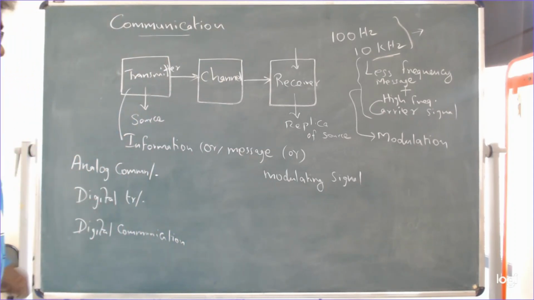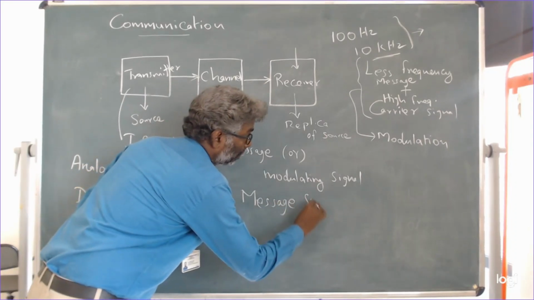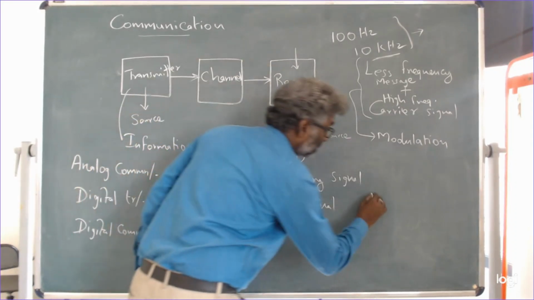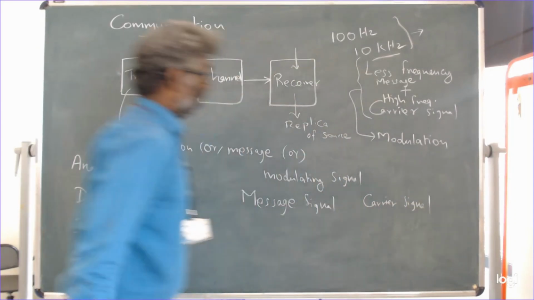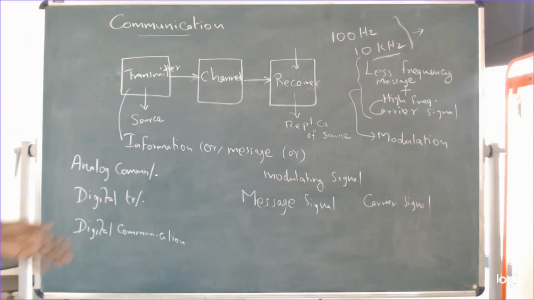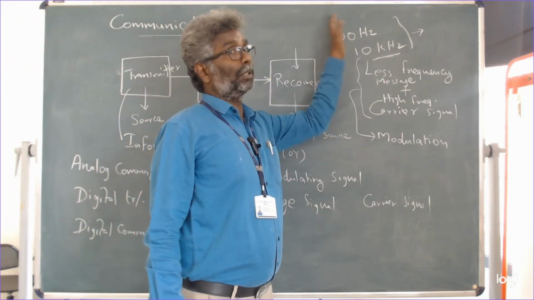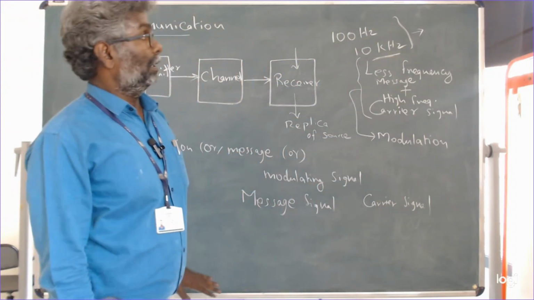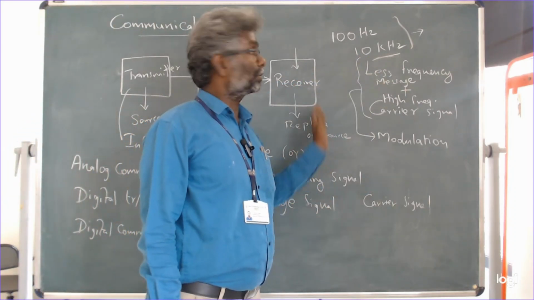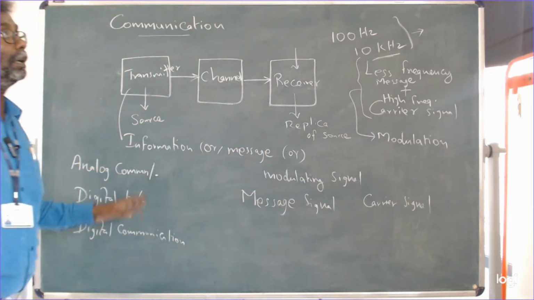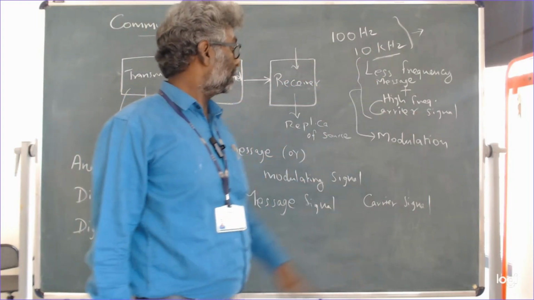For the modulation process, we have to use two signals: one is the message signal, another one is the carrier signal. The important point is that if you have a high frequency message signal, there is no need for a carrier signal. Suppose you choose a 100 hertz carrier signal, that is not useful to transmit the information from the source to the destination. So you have to choose a proper message signal frequency and carrier signal frequency. Then only can the signal reach the destination point without any issues.